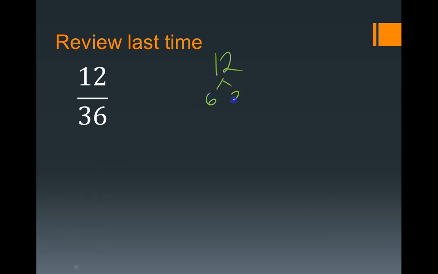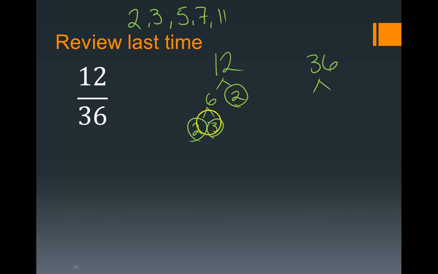So that's 6 times 2. 2 is prime, so I can circle that one. 6 is 2 times 3. 3 and 2 are prime. Remember our prime numbers we need to memorize: 2, 3, 5, 7, 11. We're done. We got all those prime numbers, so we're going to go on to 36.